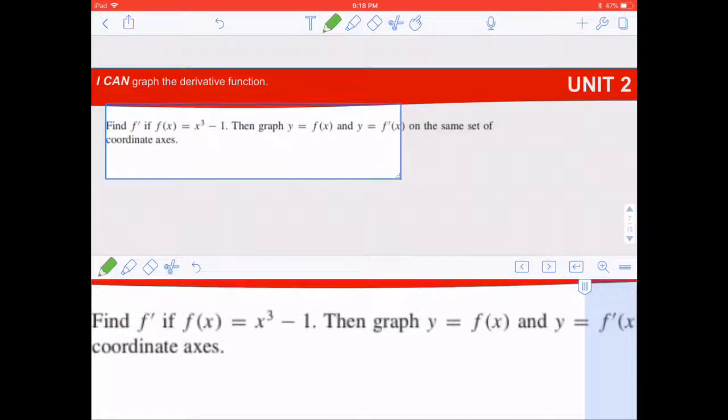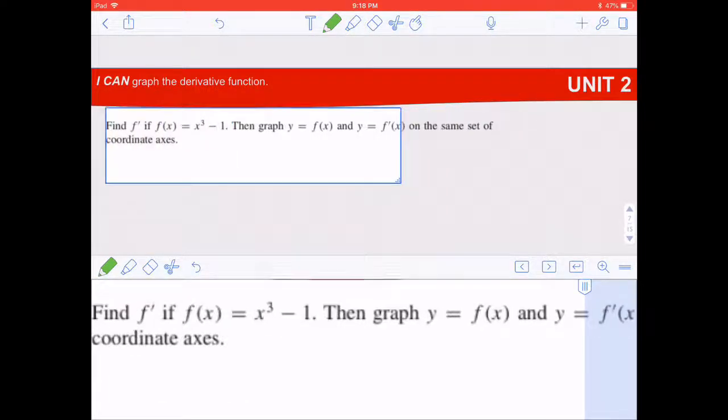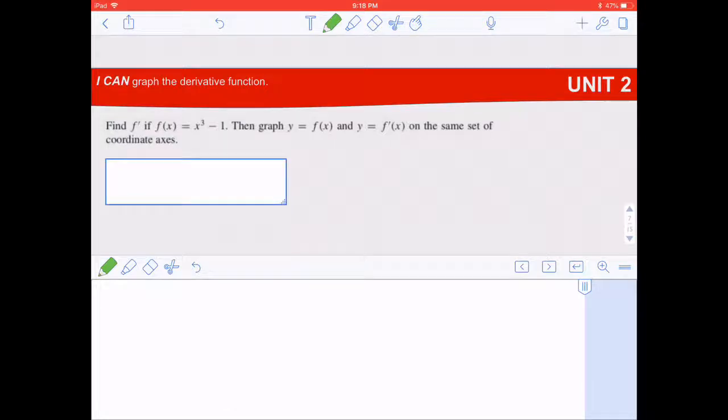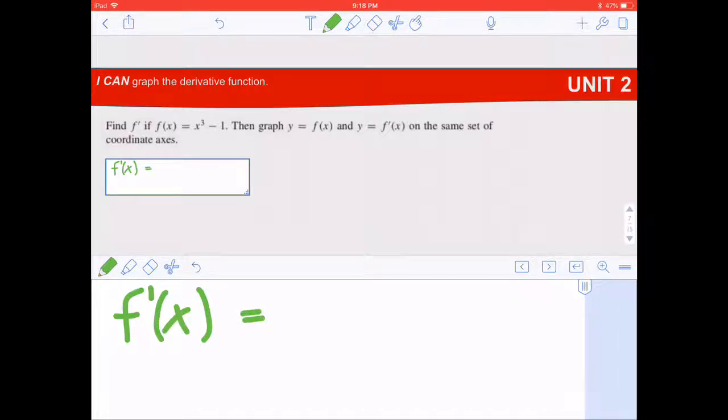Next problem, we want to find the derivative if f of x is equal to x cubed minus 1. Then we want to graph y equal to f of x and y equal to f prime of x on the same set of coordinate axes. So let's start by finding the derivative. We have f prime of x is what we're trying to find.